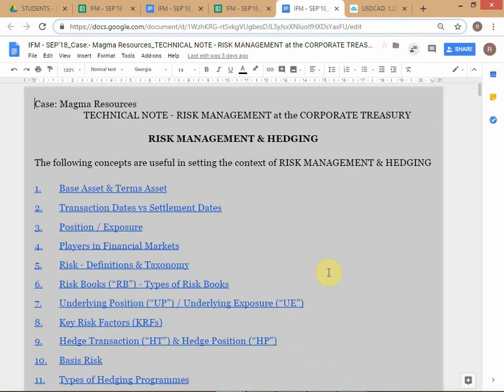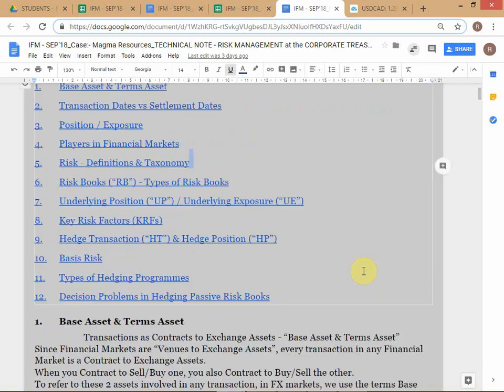All right, so here you'll notice that there are many terms which have already been covered. But because I've written this as a case, and the technical note has to be comprehensive, I have added all these terms like base asset, because this is all stuff that needs to be covered. So if you're clear about transaction date and settlement date, just skip those sections and go to the new sections. The technical note has to be written in a comprehensive way to cover all the concepts that are required to answer the questions. That's why all these ideas are also in the technical note. So it's duplication for you for some of the topics. Just ignore the old topics.